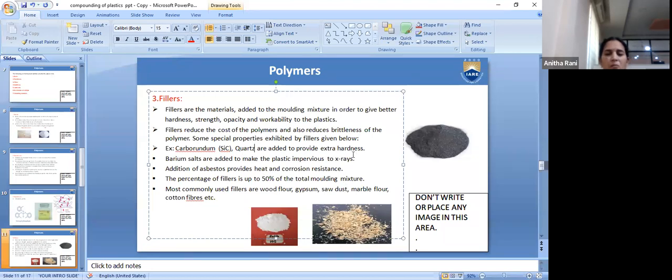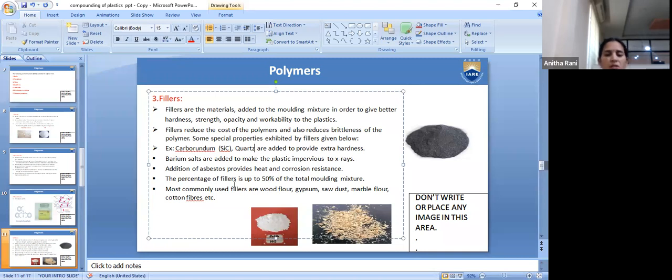It is impervious to X-rays. So barium salts are added to make the plastic impervious to X-rays. Next, the addition of asbestos provides heat and corrosion resistance. We add asbestos to the polymer resin as a filler, and it provides resistance to heat and resistance to corrosion.